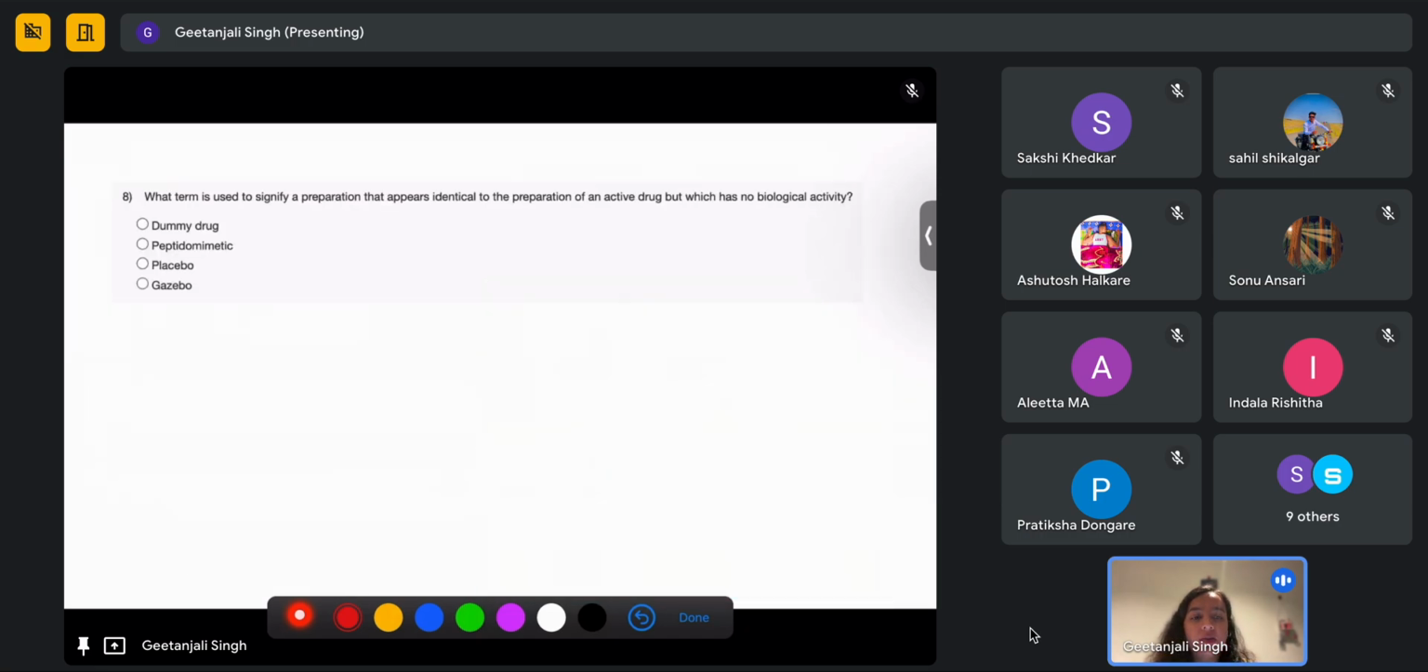Let's move on to the next question. What term is used to signify a preparation that appears identical to the preparation of an active drug but has no biological activity?